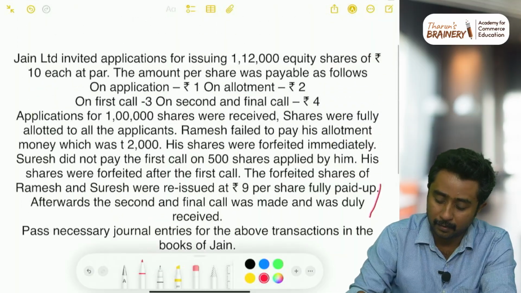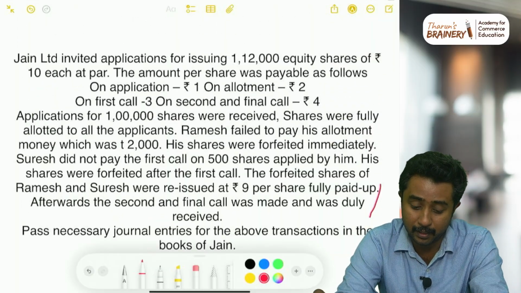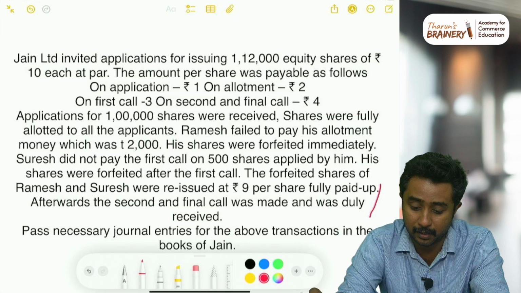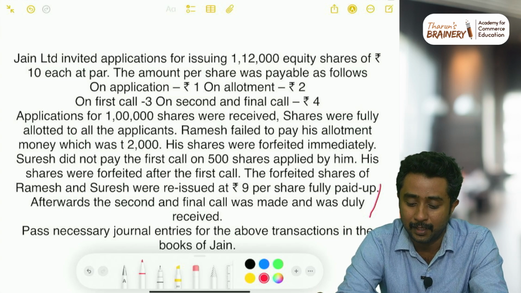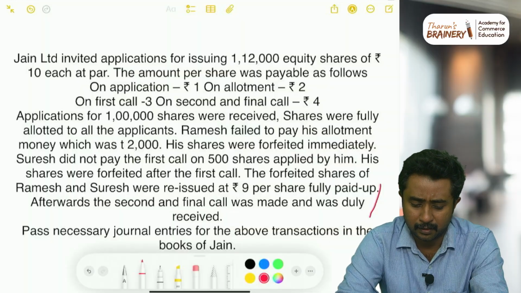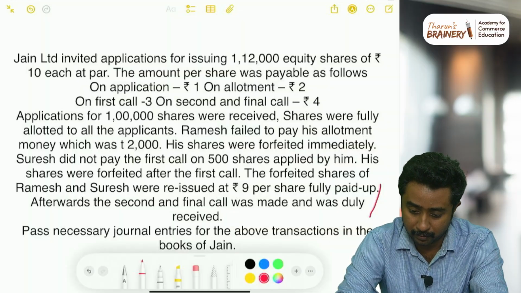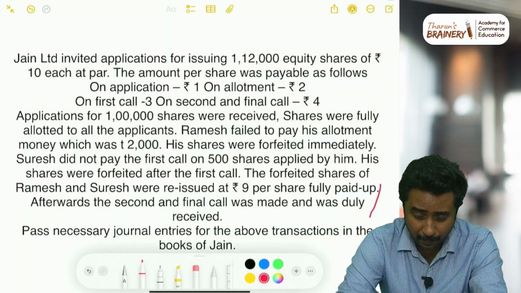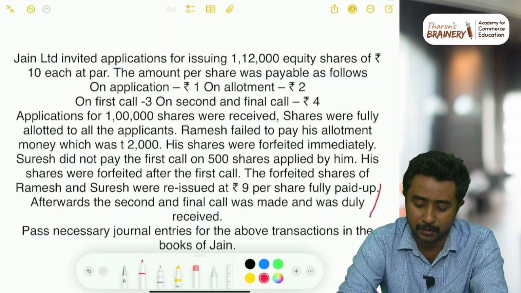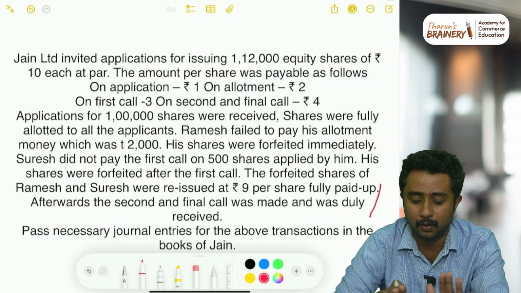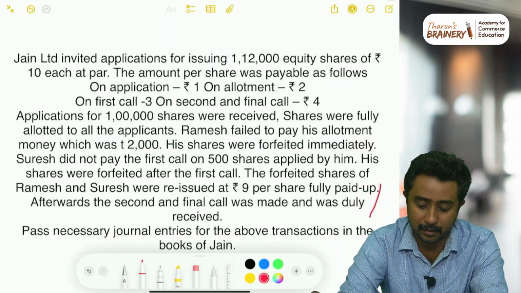Now they are saying about applications. Applications for 1 lakh shares were received. Shares were fully allotted to the applicants. As you can see, it's a case of under subscription. There is a concept called minimum subscription, but we are not talking about all those things in this question. Just normally, as a normal question, we will be attending this question.